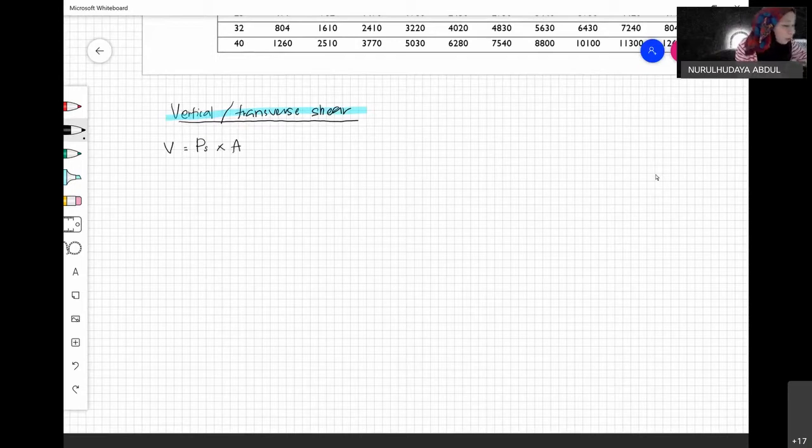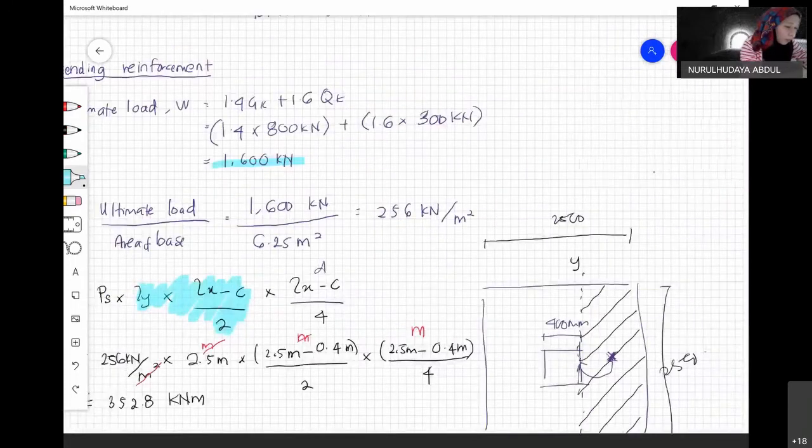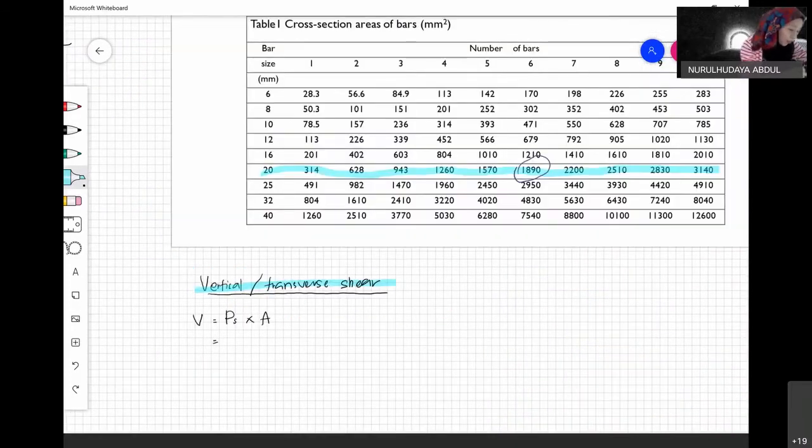So formula ni mana you dapat? Ya, dia ada dalam slide I, even masih I explain about the theory. It's inside that slide. So we have our PS, which is the ultimate pressure, 256 kilonewton per meter square, and darab dengan the area.